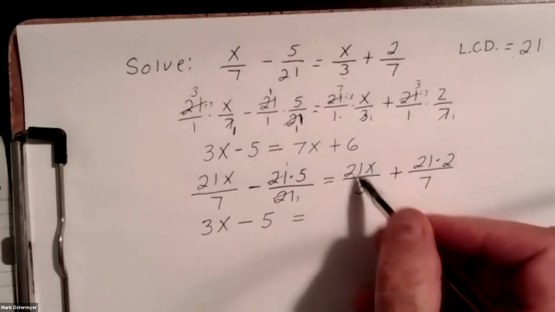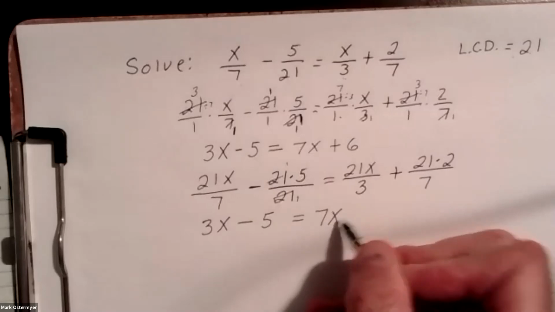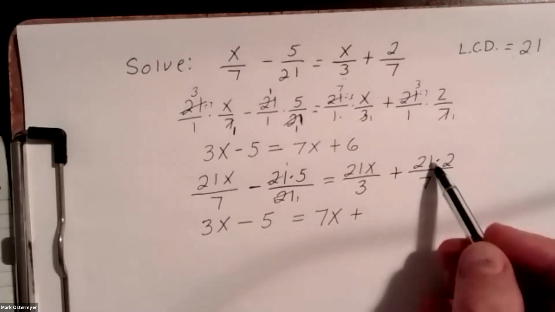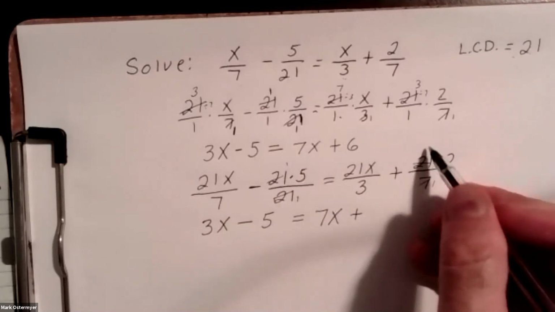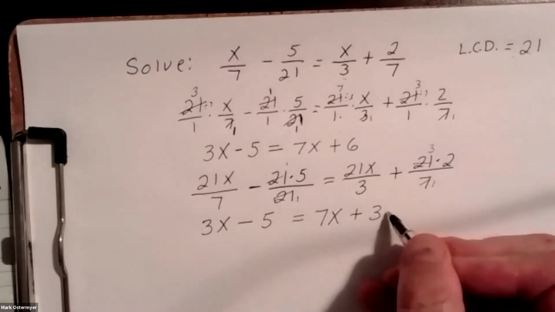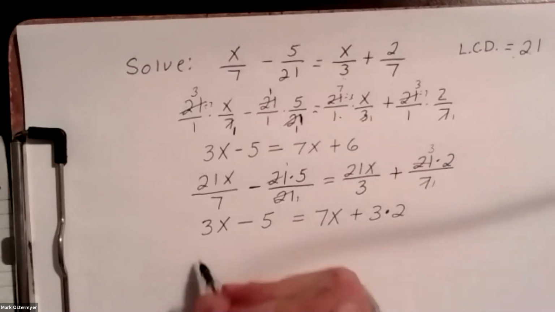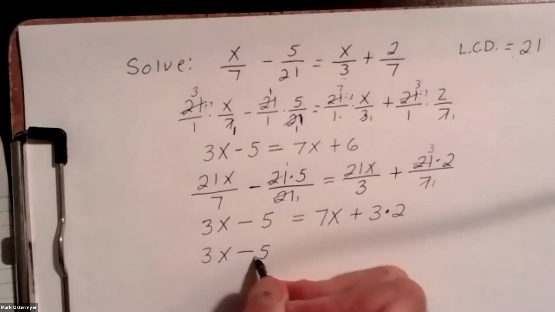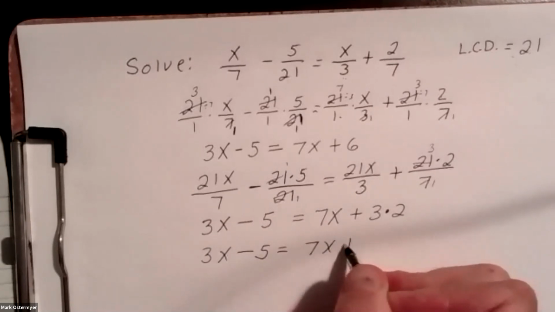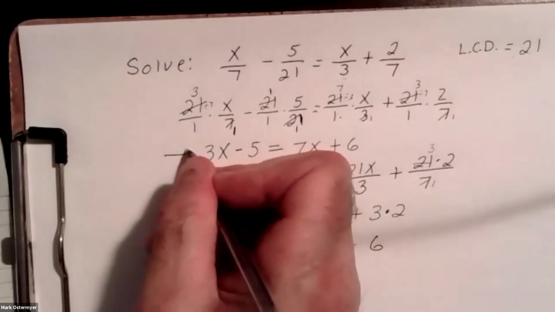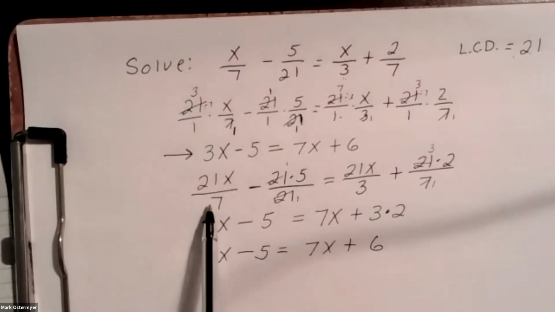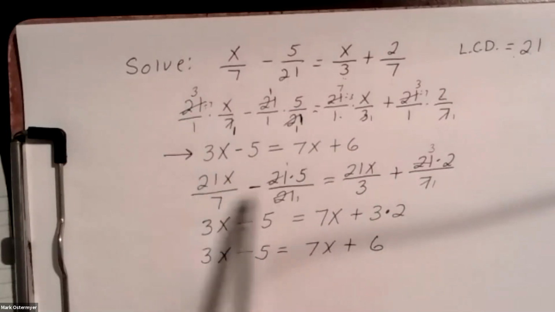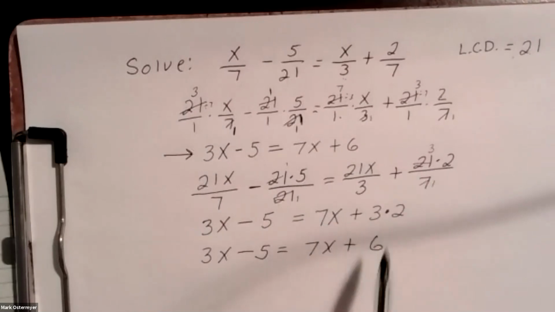21 over 3, how does that reduce? 21 divided by 3 is 7. 7x. 21 over 7, how does that reduce? 3. But we still have to multiply the 3 by the 2. So we have 3x minus 5 equals 7x plus 6. That's the same thing I got up here when I cross canceled. But if you can't see cross canceling, ladies and gentlemen, just multiply your fractions together and then reduce them all, okay? You'll get the same result.